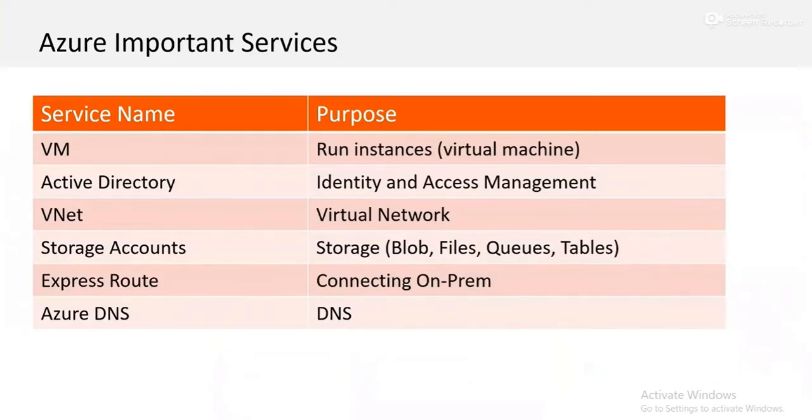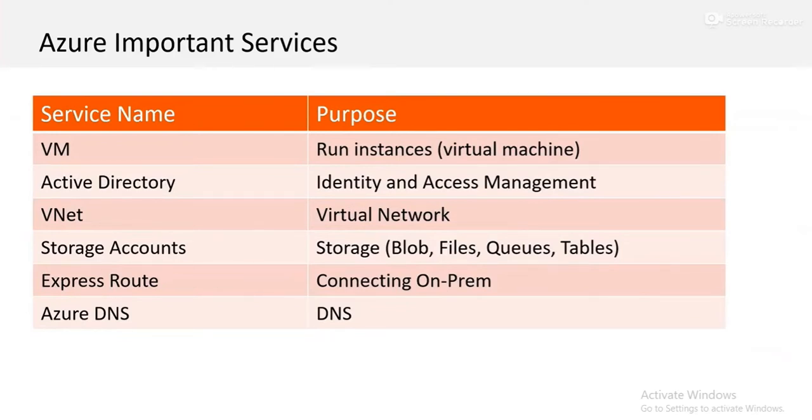Some of the important services as compared to some of the other CSPs. So the service name of a VM just maps to any virtual machine instance that's running. Azure Active Directory, very similar to what Active Directory was in the on-prem world. Now it's just up in the cloud, but that's primarily used in Azure for identity and access management. A VNet is just a virtual network, so that's synonymous with, in AWS, a VPC or a VCN in Oracle.